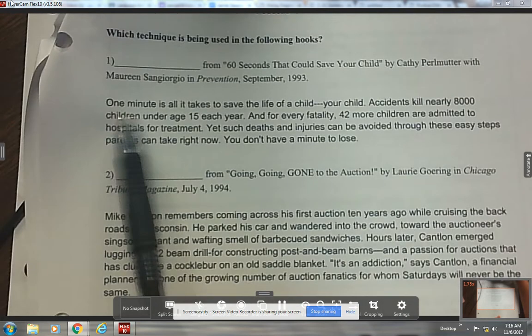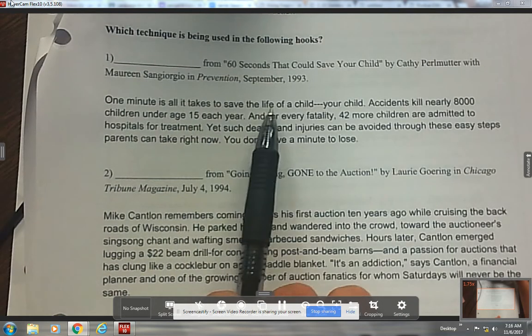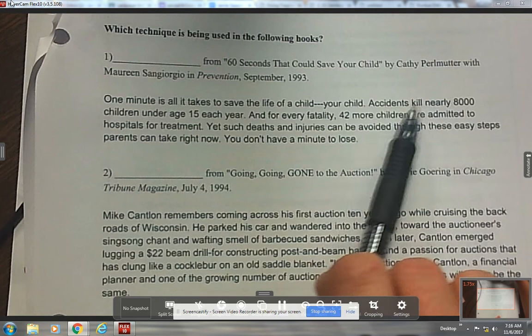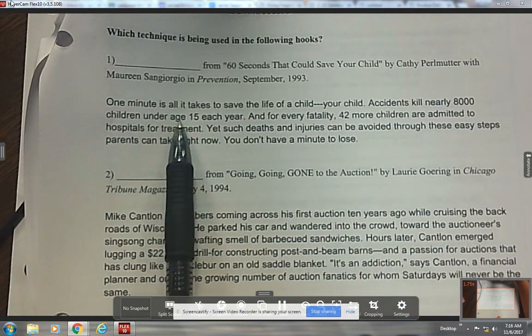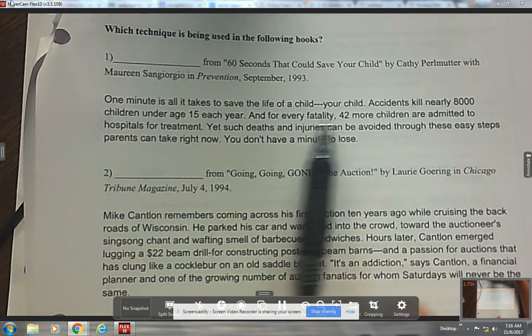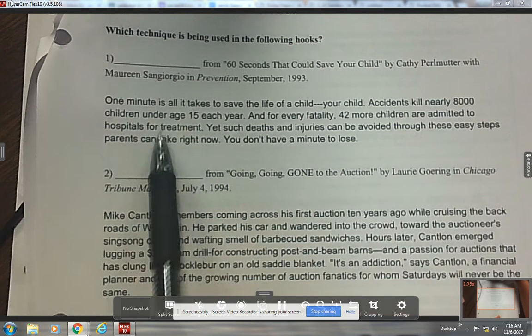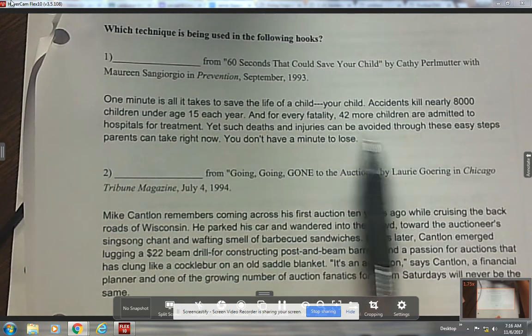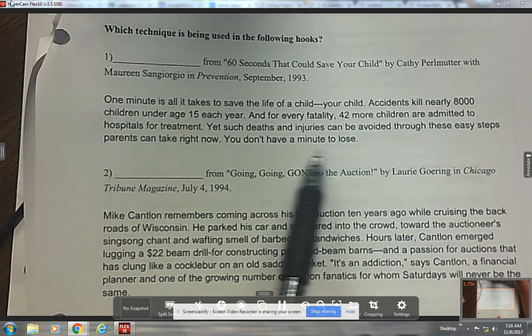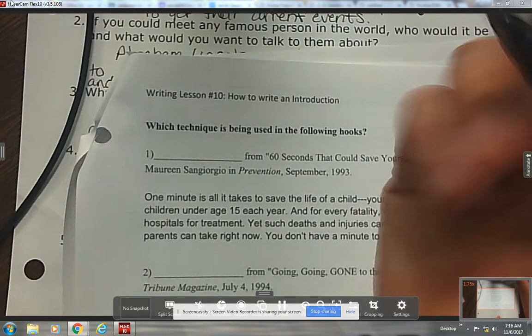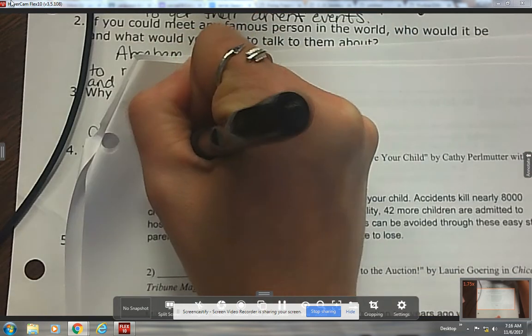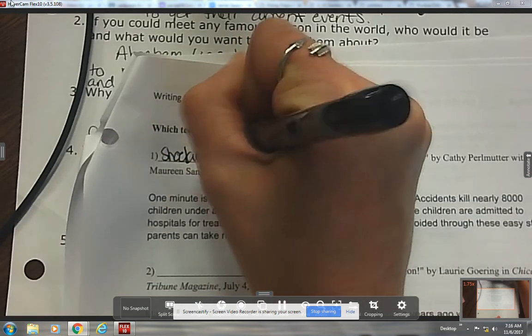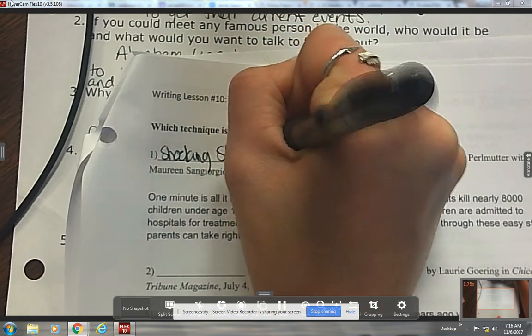This one is: One minute is all it takes to save a life, the life of a child, your child. Accidents kill nearly 8,000 children under age 15 each year, and for every fatality, 42 more children are admitted to hospitals for treatment. Yet such deaths and injuries can be avoided through these easy steps parents can take right now. You don't have a minute to lose. So the hook for this is a shocking statement.